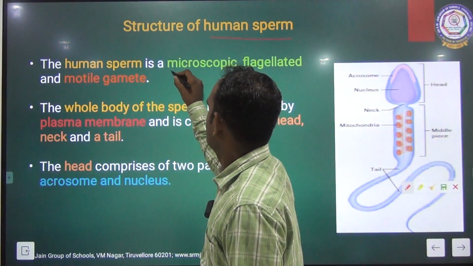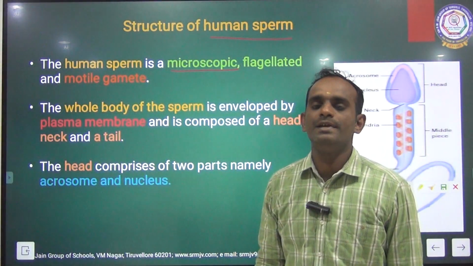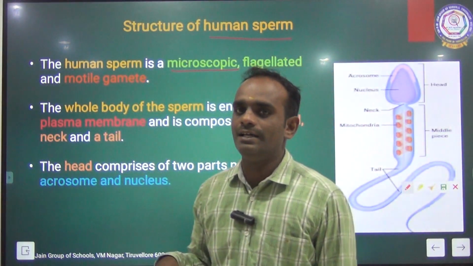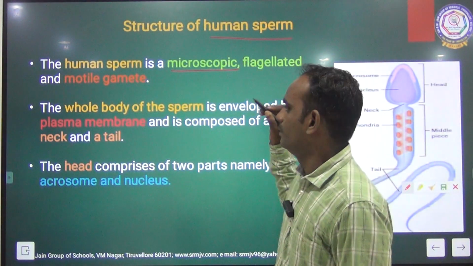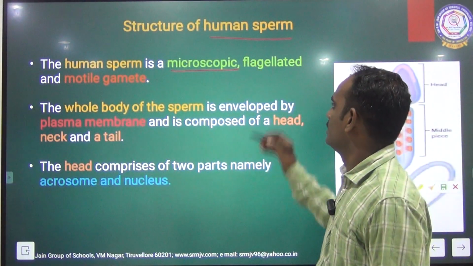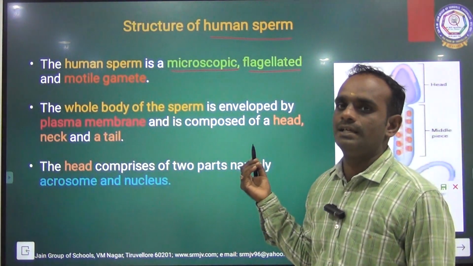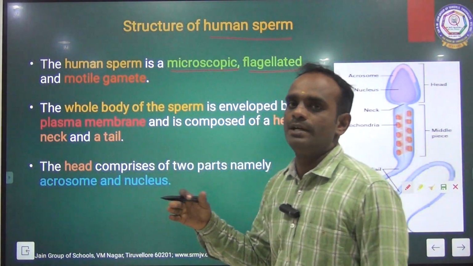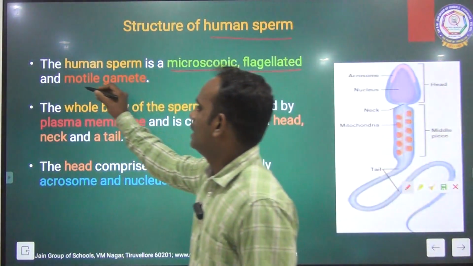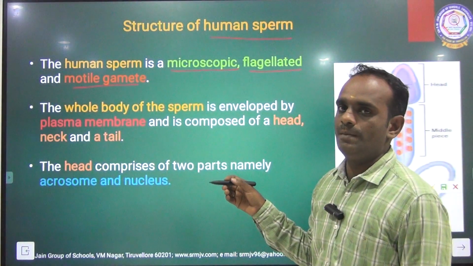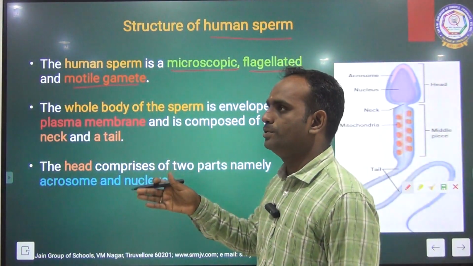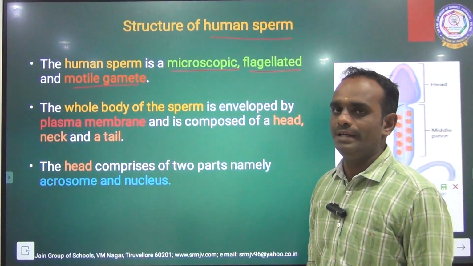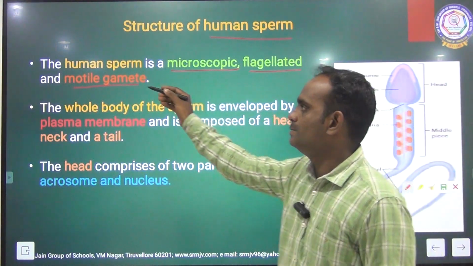The human sperm is microscopic in nature. What is the meaning of microscopic? It cannot be seen through our naked eye. The human sperm is microscopic, flagellated. Flagellated is nothing but a small tail-like structure meant for movement. And it is a motile gamete, which means this gamete can move from one place to another. So the human sperm is a microscopic, flagellated and motile gamete.